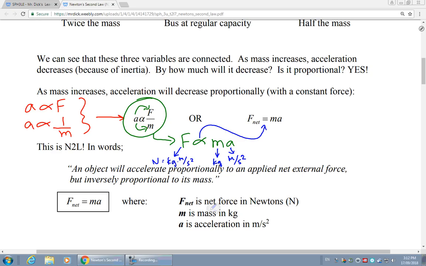So in the end, though, we arrive at this final overall formula, and F net is, of course, net force, which needs to be in newtons. And remember, newtons require kilograms and meters per second squared. And so that tells us what the units for our mass are and what our acceleration would be as well.